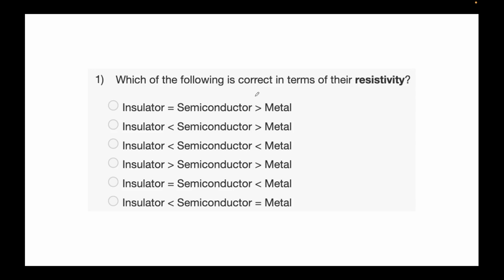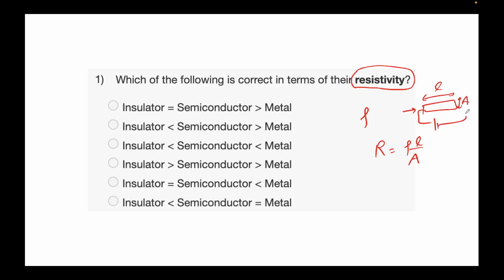Which of the following is correct in terms of their resistivity? Okay, so resistivity is a property which I hope most of you would have already heard about. It's usually denoted by the symbol rho, right? And we have seen this in our high school or school level physics, that R equals rho L by A, where L is the length of this conductor, and A is the cross-section area, and the current is flowing in this direction, and we have applied a voltage like this.